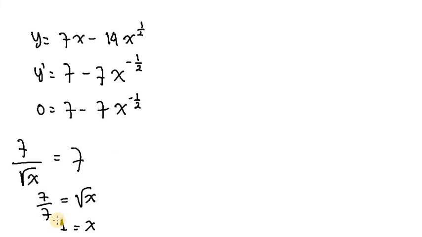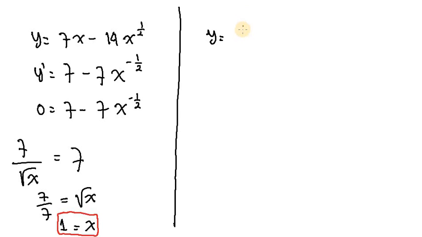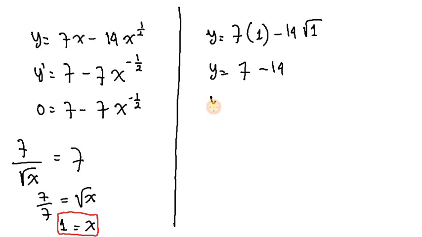Okay, we got x equals 1. Because we need a point, we need the coordinate, we got the x, we need the y. Let's input x equals 1 into the original equation. So y equals 7 times 1 minus 14 square root of 1. We just substitute x with 1. So y equals 7, square root of 1 is 1, 7 minus 14, so y equals negative 7. So we got the x, we got the y.